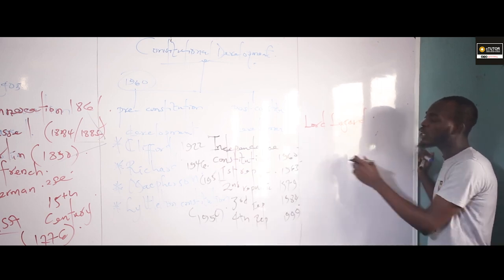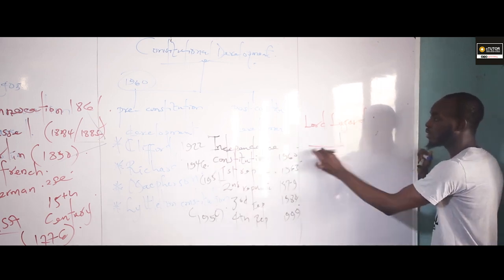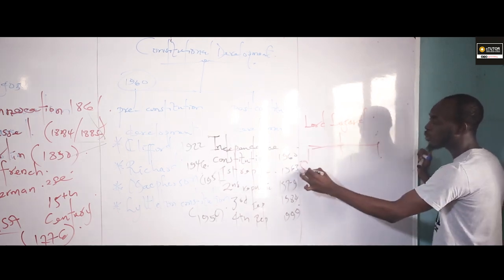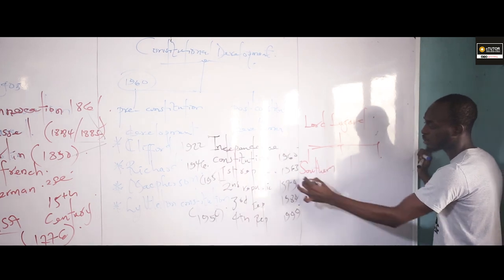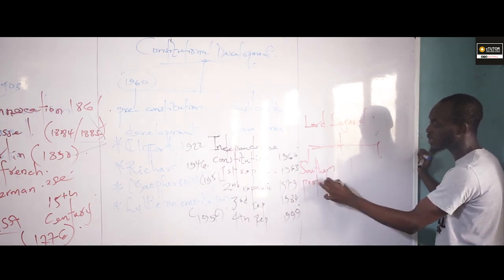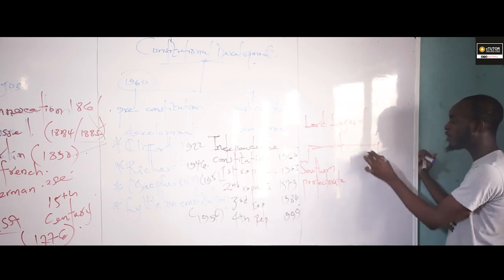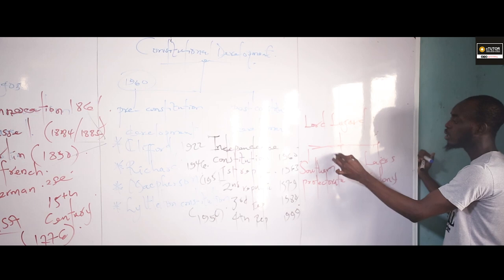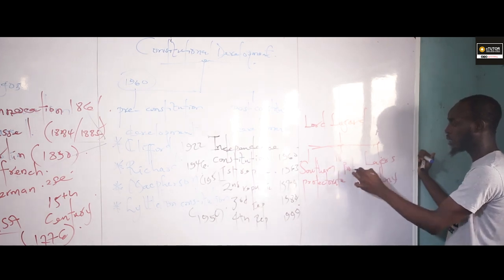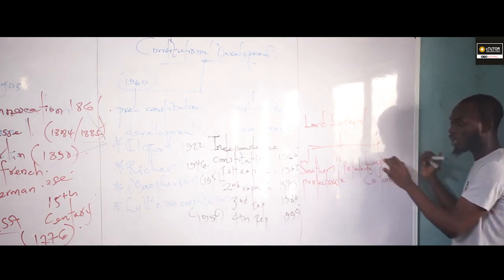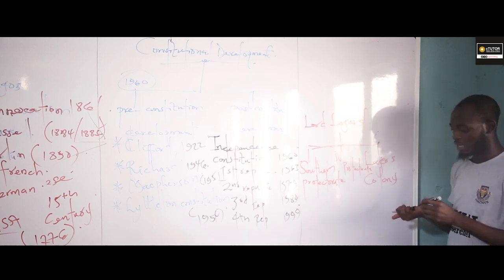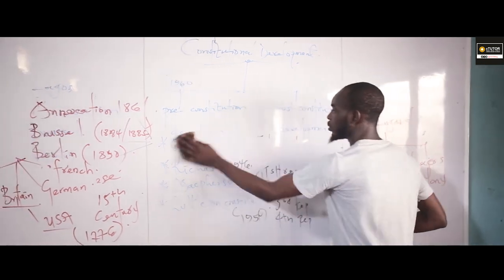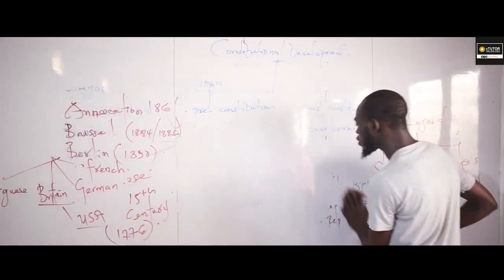So, he now subdivided Nigeria into how many parts? Three parts. So, we have what we call the Southern Protectorate, Lagos Colony, and the Northern Protectorate. So this is how he subdivided Nigeria into three parts. The first one is the Southern Protectorate.